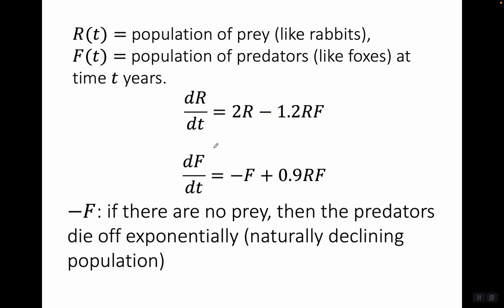Similarly, for dF/dt, if there are no prey, in other words, if R is 0, then this goes away. And so we're left with dF/dt equals negative F. Well, that's also exponential, but it's exponential decay. The predators die off exponentially, and we have a naturally declining population. Because if there are no rabbits, the foxes just die.